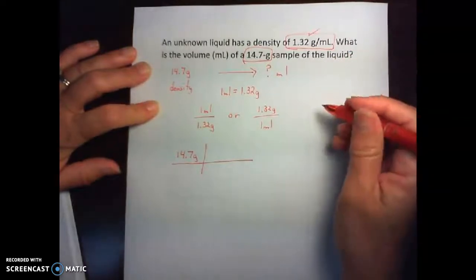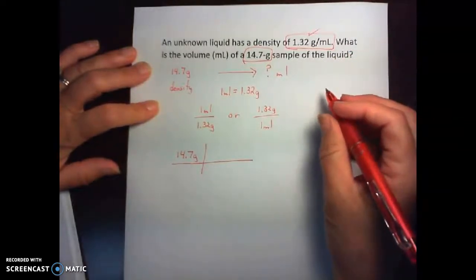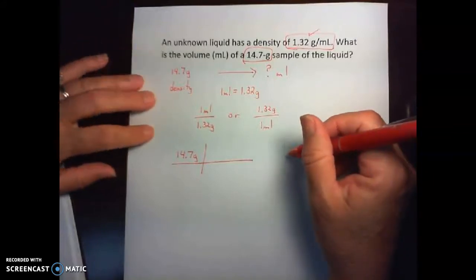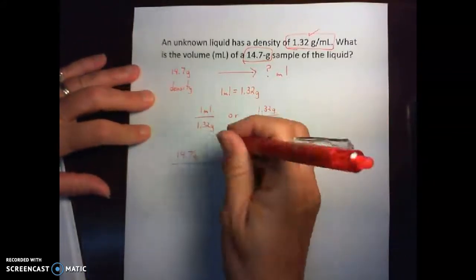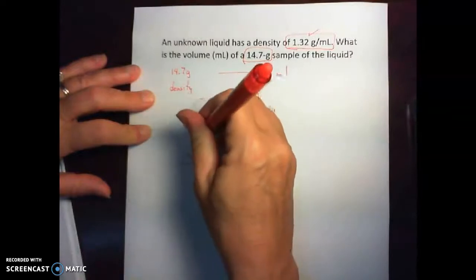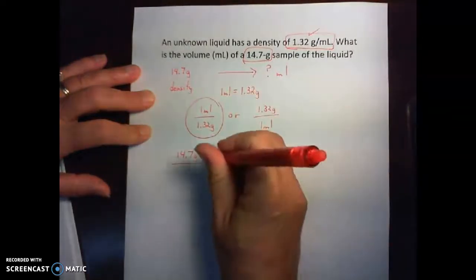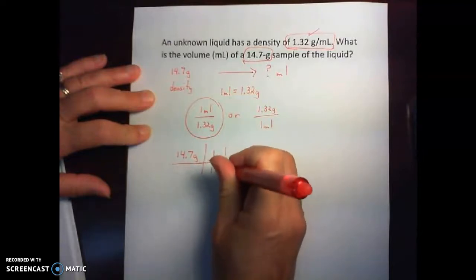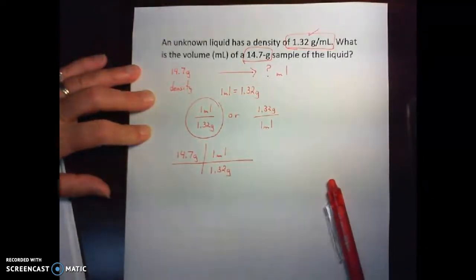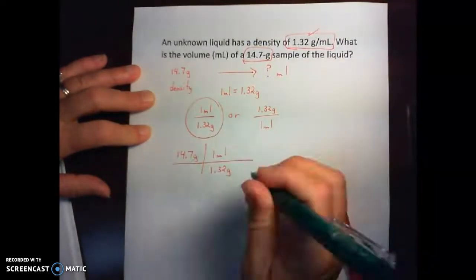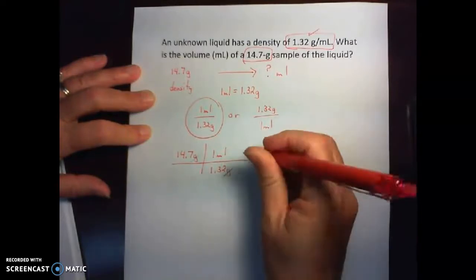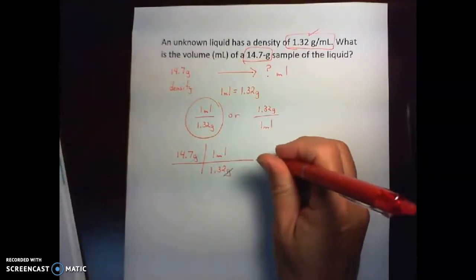And now we want to choose the conversion factor that will get rid of grams and leave us with milliliters. So it's this one right here. 1 milliliter divided by 1.32 grams. This will allow us to cancel our grams. We've got grams on the top there, grams on the bottom there. They'll cancel out, and our answer will be in milliliters.